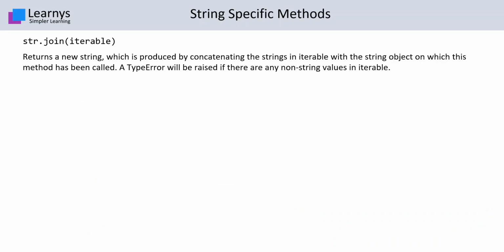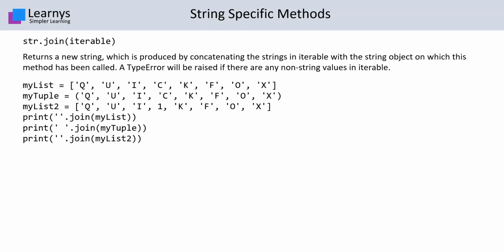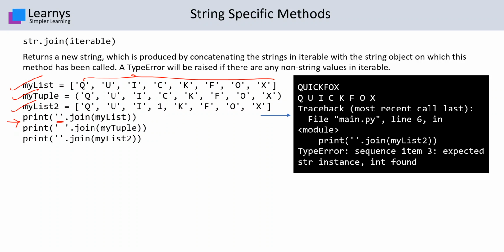Now let's talk about the join function. This join function returns a new string that is produced by concatenating all the strings in the iterable. Let's see this example. Suppose you have a list, a tuple and another list. For the first statement, we are writing nothing inside the quotes. That means there is not even a space, dot join mylist. So all the strings over here will be taken and joined to give the output this word QuickFox, where all the alphabets are joined without spaces. Similarly, in the second line, we are using a space over here, dot join mytuple. So all the characters inside the tuple are joined with a space in between them.